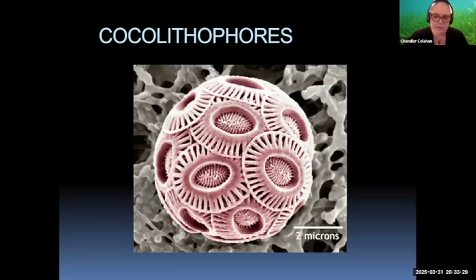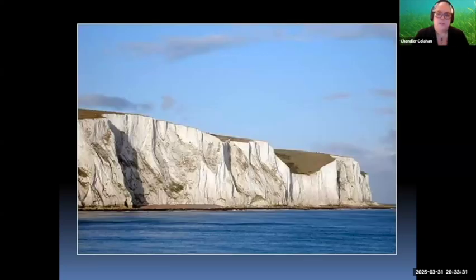And their claim to fame, the most famous claim to fame, are the White Cliffs of Dover that occurred about 70 million years ago. This was the sea floor, and those coccolithophores just built up and built up. And once the sea receded and those cliffs were up, you can see these beautiful white chalky cliffs caused by these old coccolithophore shells.